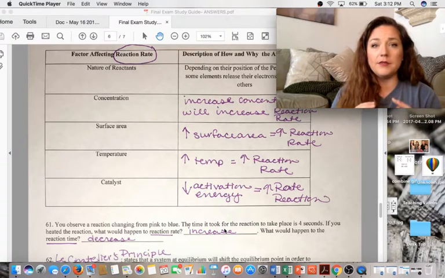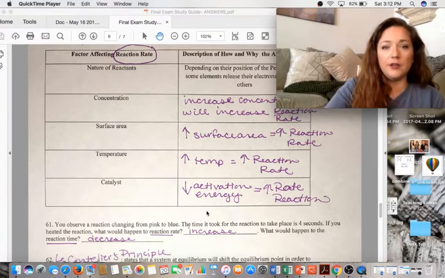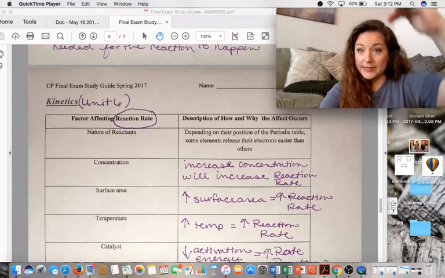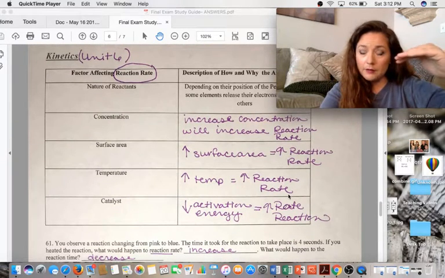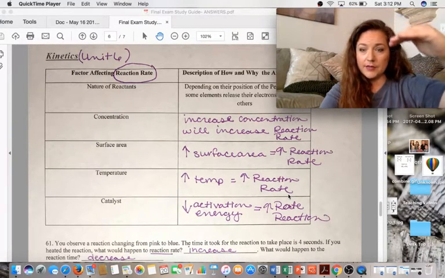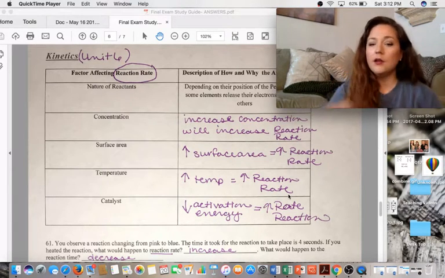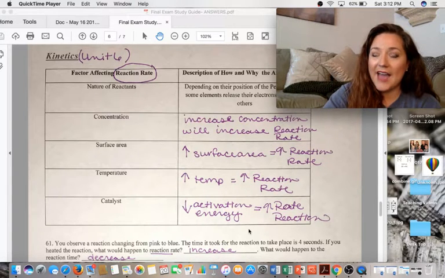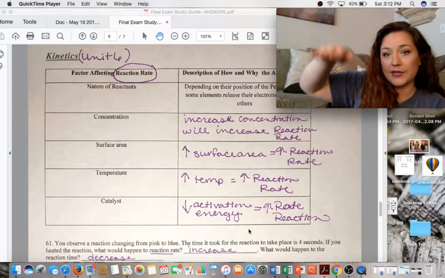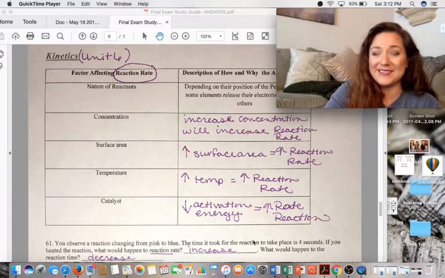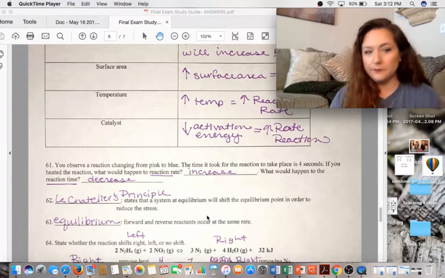And how it helps speed it up, just like matchmakers, is that it causes the activation energy, this B right here, to decrease. So my hill, my mountaintop, just decreased. So thus, the reaction was able to go over it quicker. So when I add a catalyst, I decrease my activation energy and thus increase my reaction rate.